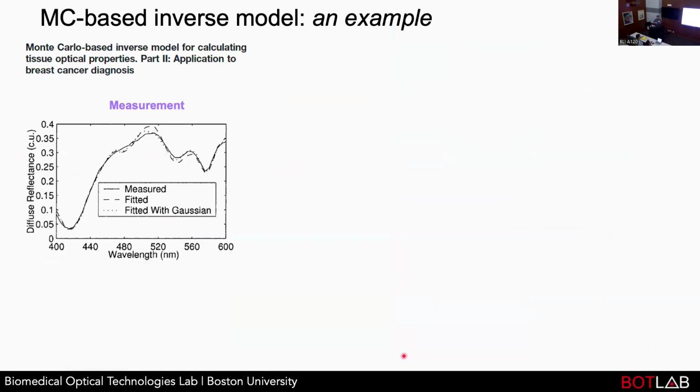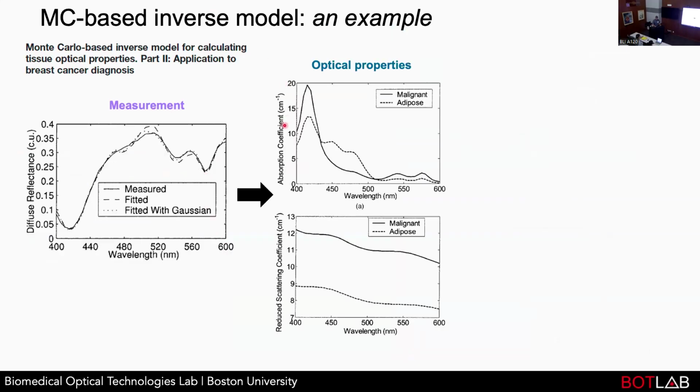Here's part 2 of the paper, a few figures. Here's a measurement, diffuse reflectance versus wavelength from 400 to 600. They took these measurements from the spectrometer, converted them into optical properties, and now you're seeing mu_a for malignant tissue in the black solid line and adipose tissue, non-malignant tissue. You can see the absorption is different. The scattering is different. That's shown here, reduced scattering coefficient.